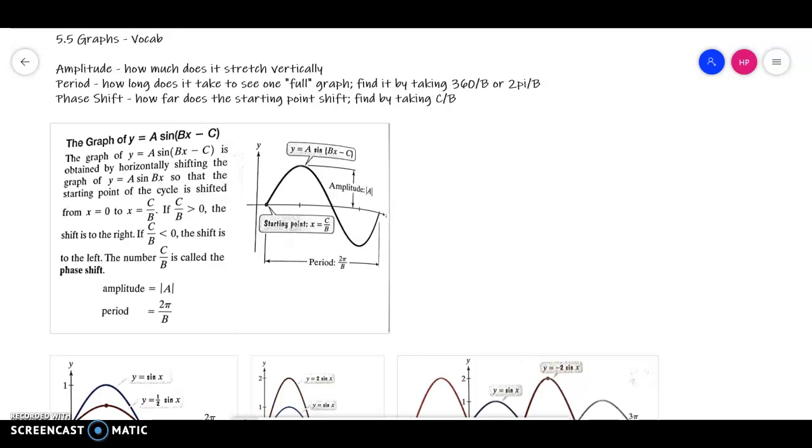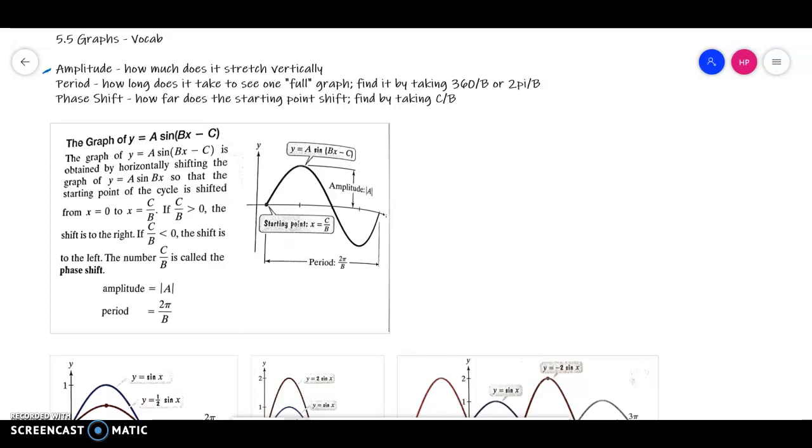So our first 5.5 video took a look just at the parent functions, if you will, of sine, cosine, and tangent. And the second part of 5.5 is, of course, transforming those just a little bit. So a few new vocabulary words that we need to know. Amplitude is what we would have before just referred to as dilation. And so how much is it stretching vertically when we talk about amplitude? We're dealing just with the height.